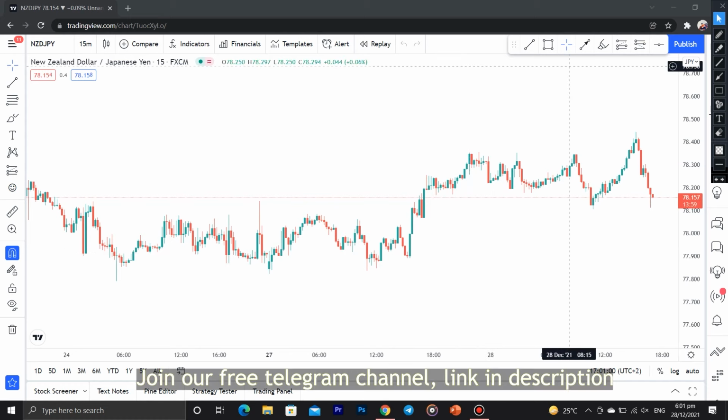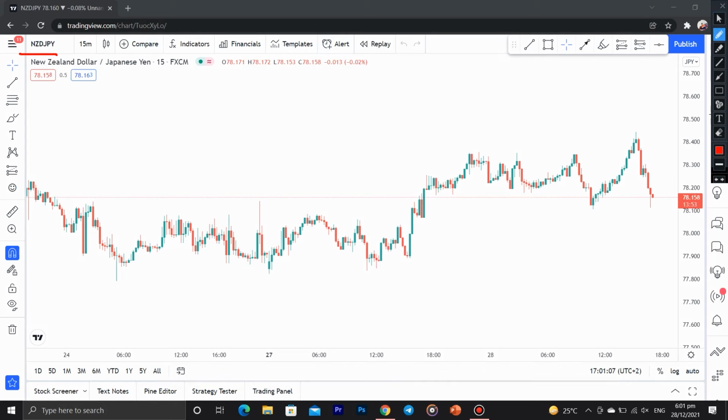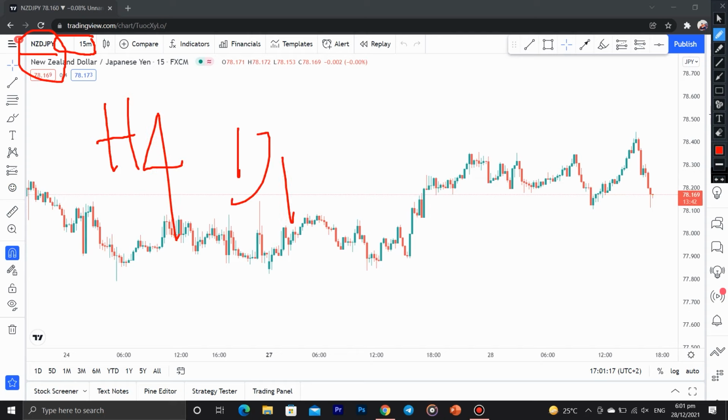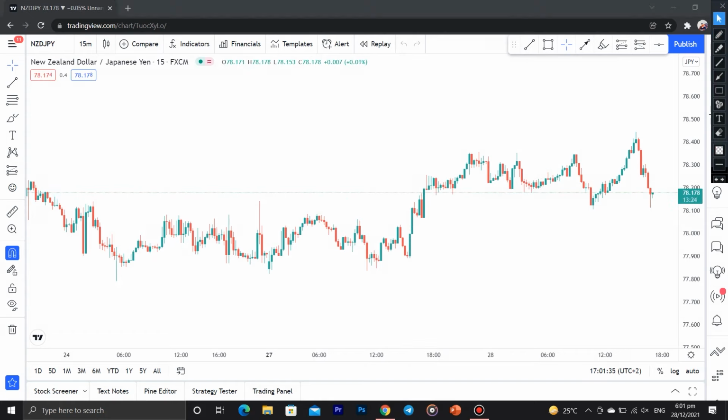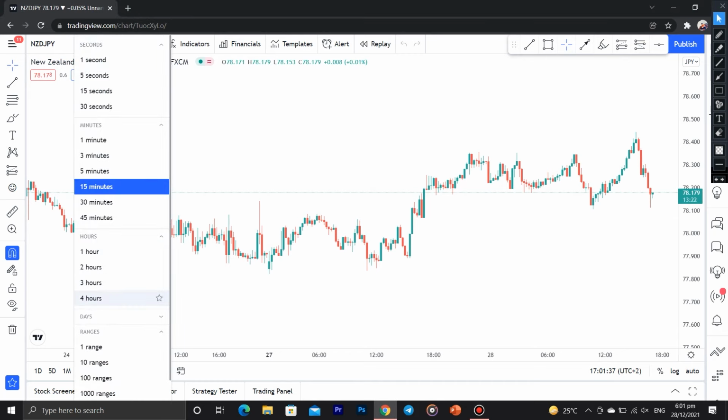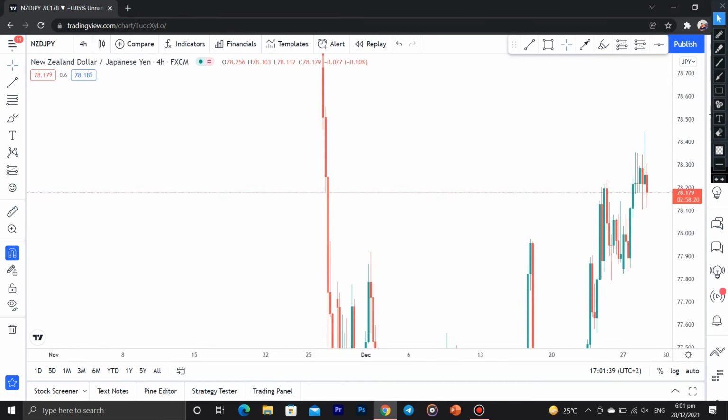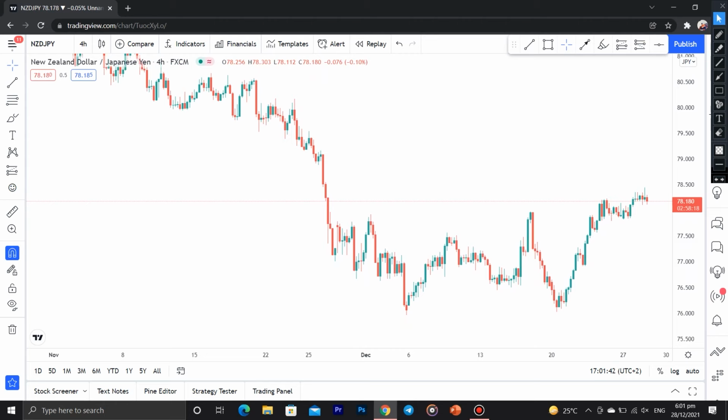The first thing you are going to do is start from a bigger time frame. Right now, we are on NZD JPY. This is the currency pair that we are looking at. So we are going to adjust to a bigger time frame. A bigger time frame might be H4, the daily, or even H1, depending. Personally, I recommend that you start from the H4. So we are going to select H4. Good. We are going to start from the H4 time frame so we can identify these levels.